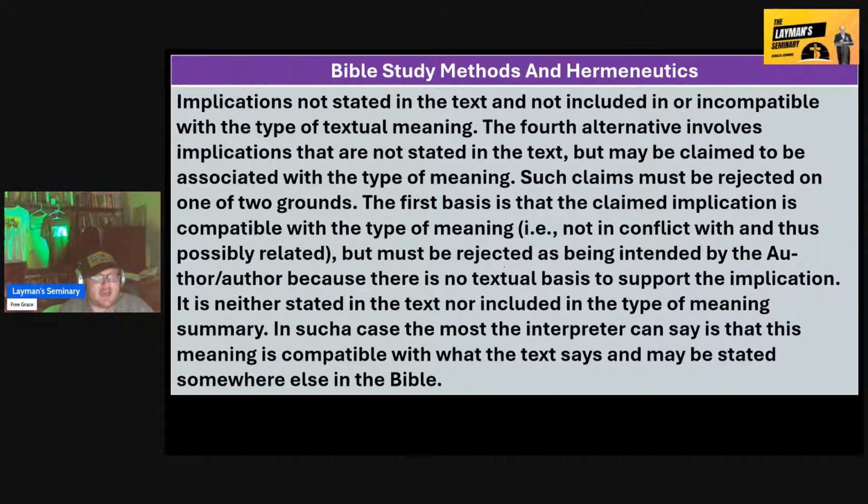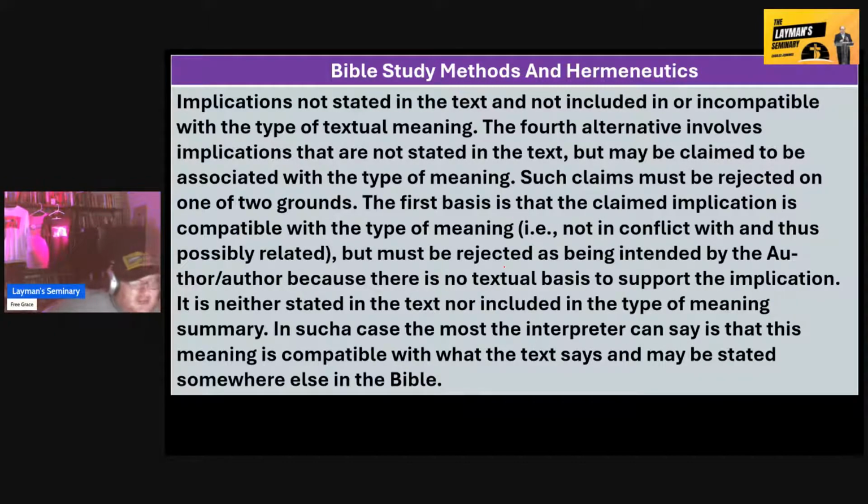Implications not stated in the text and not included in or incompatible with the type of textual meaning. The fourth alternative involves implications that are not stated in the text, but may be claimed to be associated with the type of meaning. Such claims must be rejected on 1 of 2 grounds. The first basis is that the claimed implication is compatible with the type of meaning, i.e. not in conflict with and thus possibly related, but must be rejected as being intended by the author because there's no text or basis to support the implication.